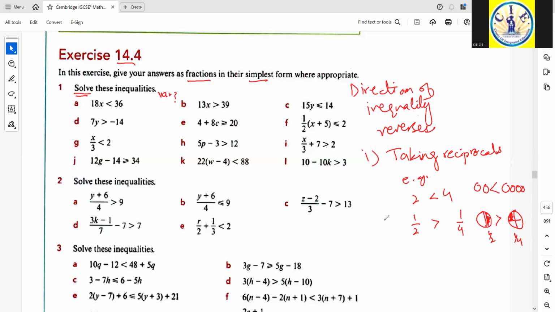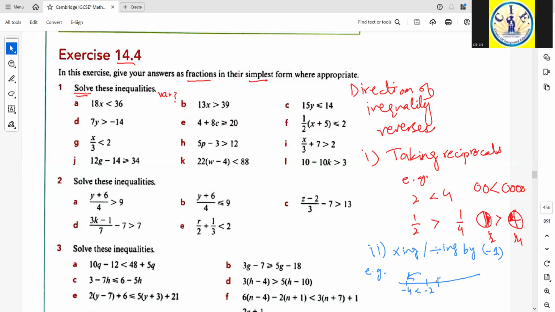In the second case, the direction of the inequality reverses when multiplying or dividing by -1 or a negative number. For example, on the number line, take -2 and -4. You can see that -4 lies on the left side of -2 on the number line. So that is why -4 is lesser than -2.